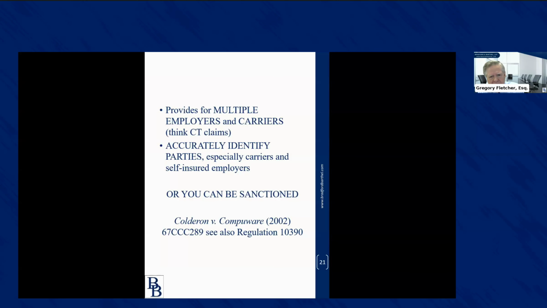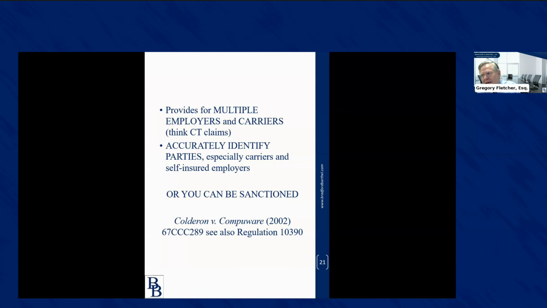Accurately identify the parties, especially self-insured employers, carriers, and TPAs. A lot of people get confused as to whether they have insurance, whether the TPA is the carrier, whether they have self-insurance. There was a case, the Cold Iron case, back in 2002, that there's a site here, but that case has also been codified as Regulation 10390. And it basically says, if you don't properly identify your party, you can be sanctioned. And when I say your party, your principal, who are you working for? Yeah, particularly attorneys out there. Make sure you understand who you work for, if they're a TPA, if they're a carrier, if they're self-insured.